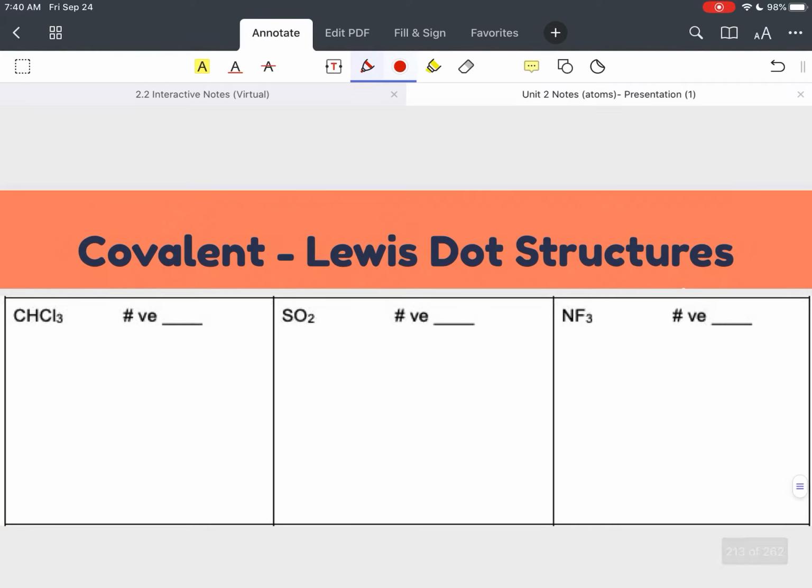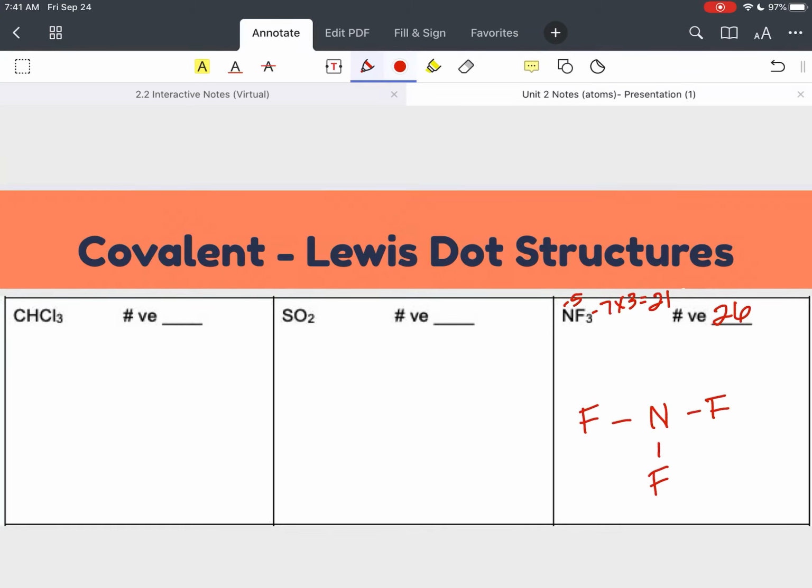Let's do this one, NF3. So nitrogen has 5, fluorine has 7, but there's 3 of them. So that means 21, so 26 electrons. Nitrogen's going to go in the middle, and then I'm just going to put the fluorines around the nitrogen. Okay, that means now my lines mean I have 6 valence electrons that are being shared. I'm going to start adding until I get to 26.